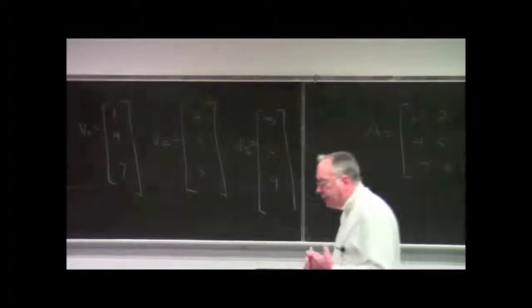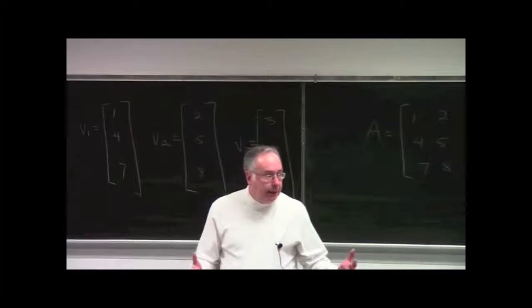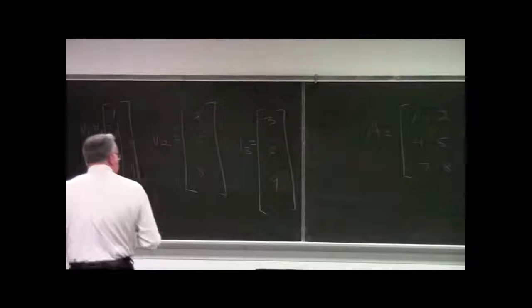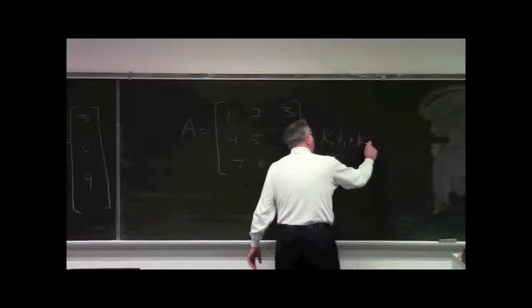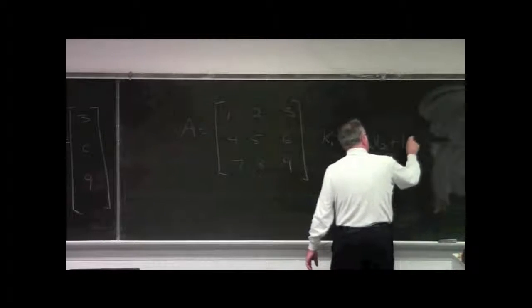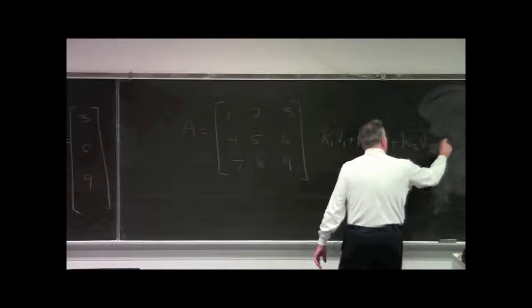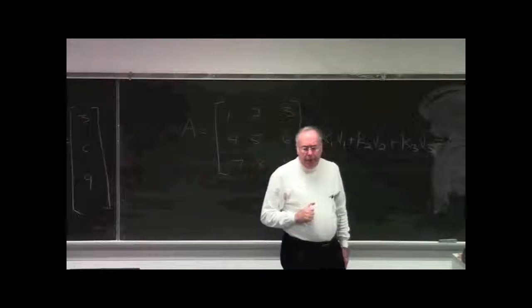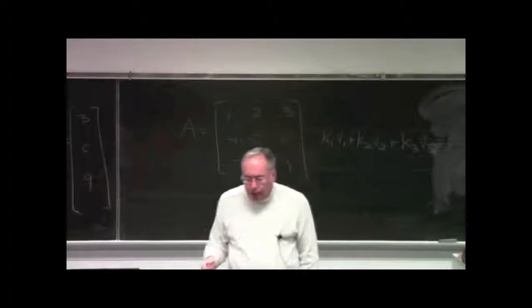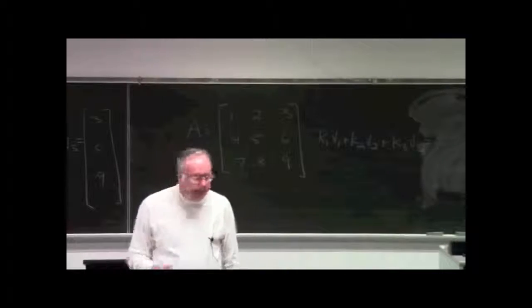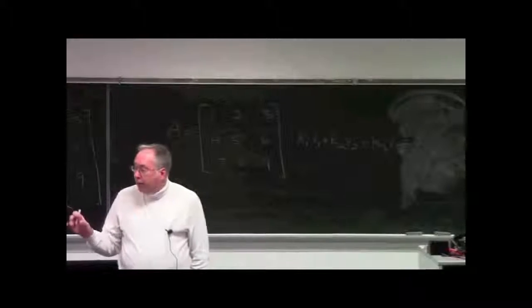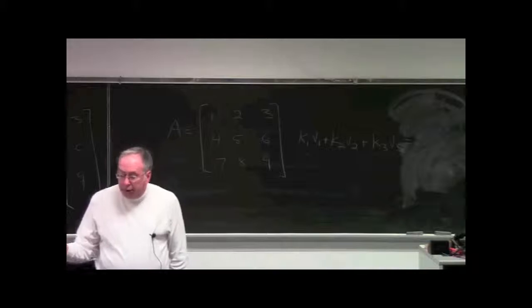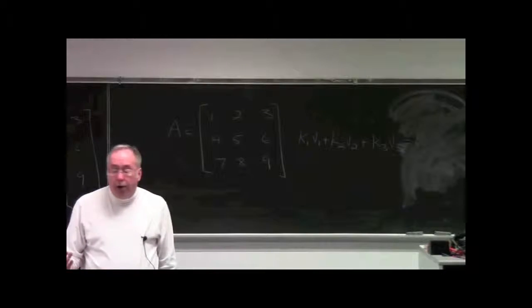We stated the theorem in class on Friday that if you could write K1V1 plus K2V2 plus K3V3 equal to 0, and by 0 here, I mean the 3 by 1 vector of zeros, then these 3 vectors are linearly dependent, if you can find values of K1, K2, K3, not all 0, that make this true.